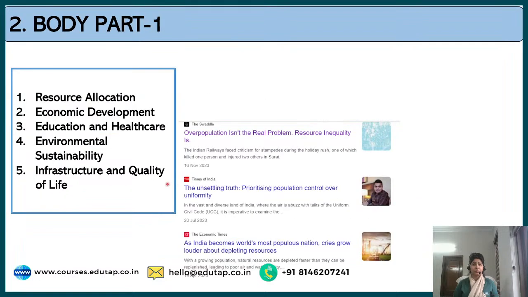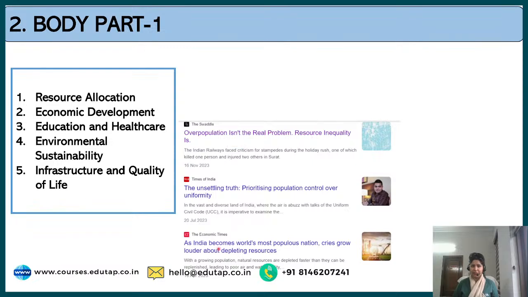So the first one is resource allocation, that can occur more properly. For your background, you can see some of these screenshots that overpopulation isn't the real problem, resource inequality is. This is covered by The Swaddle. You should definitely follow this channel and website, very intriguing content. So resource inequality is prevalent in our country. I hope these headlines indicate.